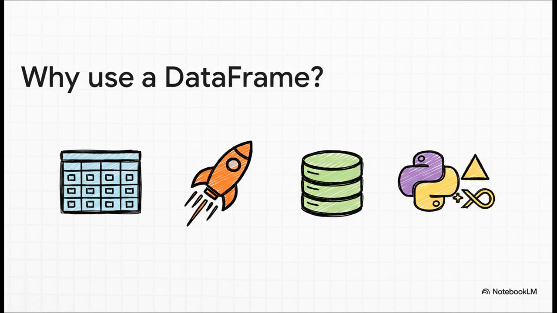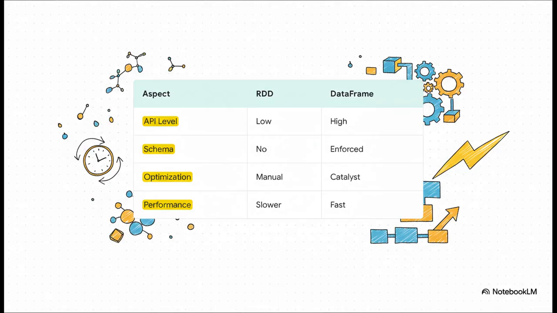If you've got structured data, if performance is your top priority, or if you just love using SQL-like operations, the DataFrame is your tool. And for all you Python users out there, it's pretty much the default and most powerful API you've got. This comparison really makes the difference pop. The DataFrame is a high-level API. It forces a schema on your data, which is a good thing. It uses that amazing Catalyst optimizer, and because of all that, it's way, way faster than an RDD for most things you do with structured data.